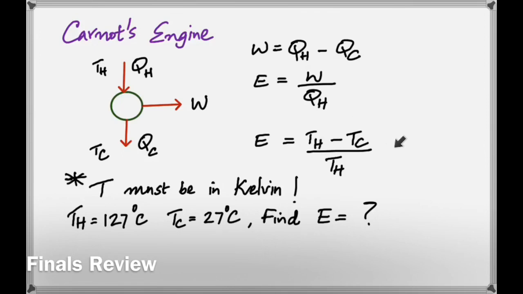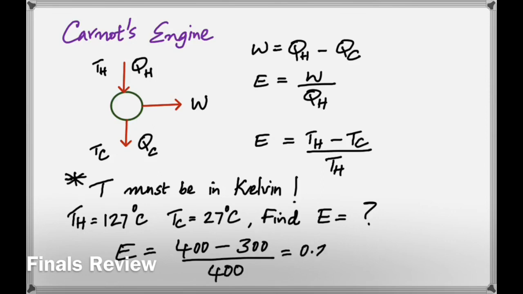Please don't go 127 minus 27, because that's in Celsius. Change both. Again, I'm using good numbers. So this is 400 Kelvin and this is 300. So 400 minus 300 by 400, 0.25 or 25%. If you express it as a percentage, you get it as 25%.